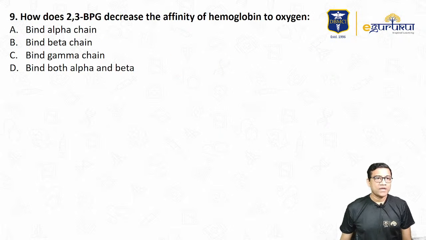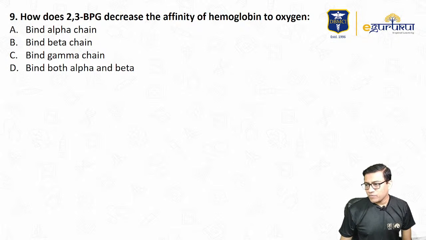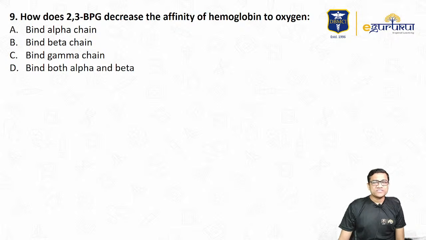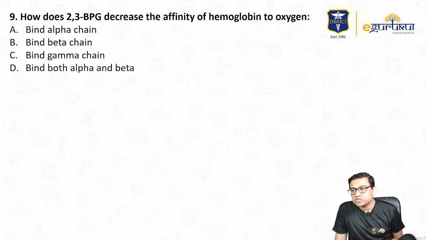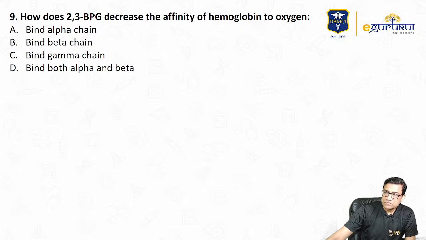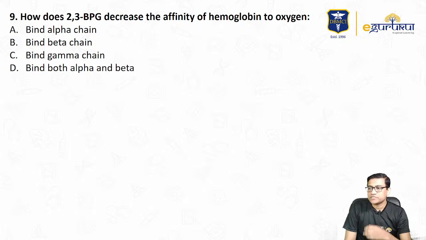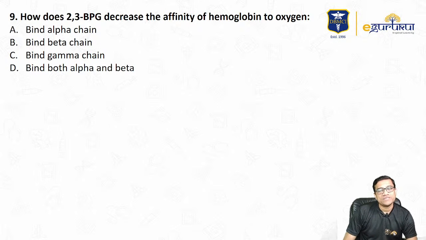Okay, next: how does 2,3-BPG decrease the affinity of hemoglobin to oxygen? I've just received these options, so I will explain these options to you people. So what are the options? Let's start now.